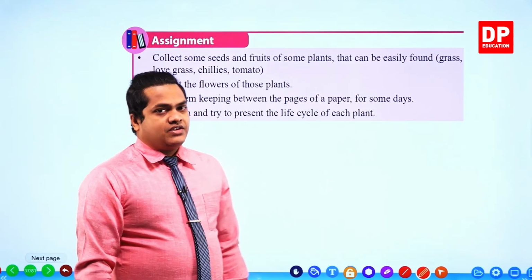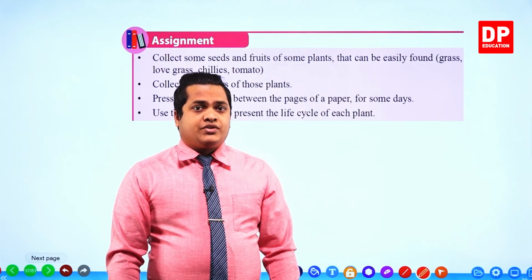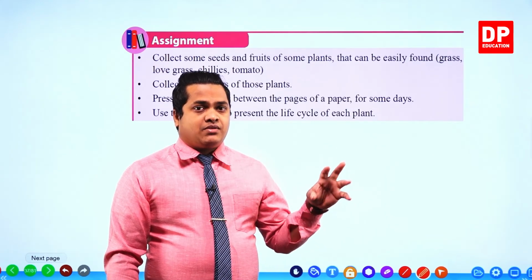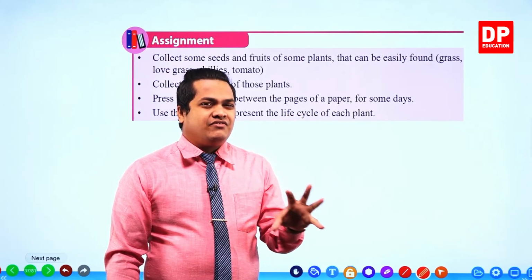Otherwise you can take other different plants as well, but they would take much more time. So it's quite easy to carry out this experiment or assignment by using these types of plants which have a very short lifespan.